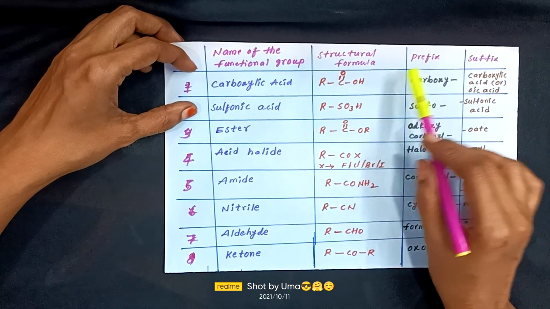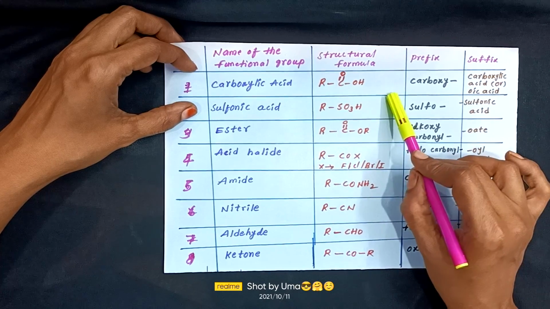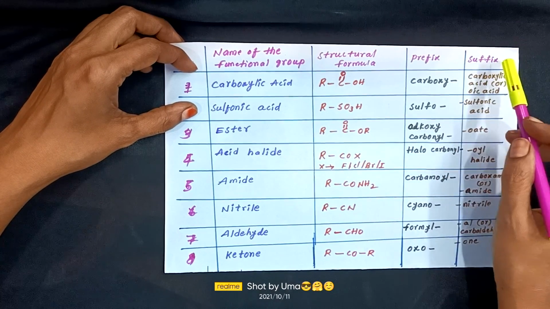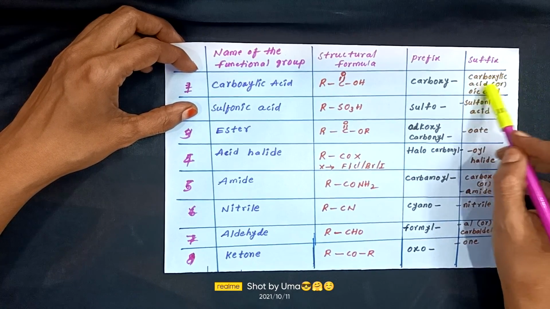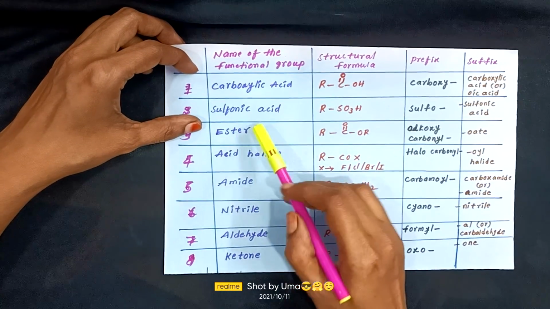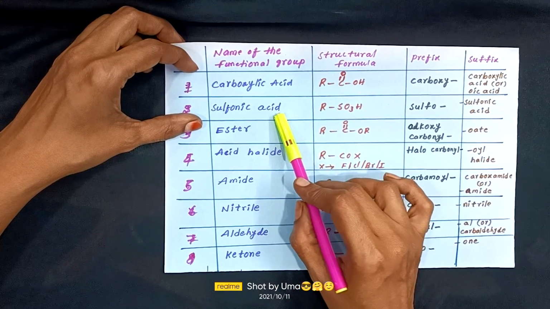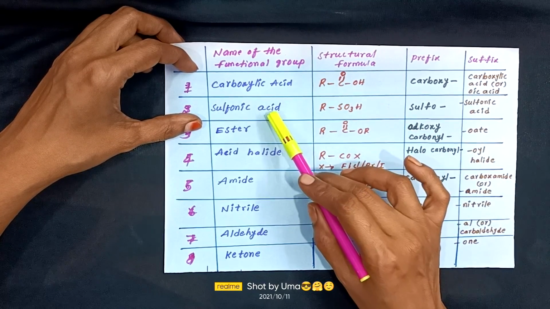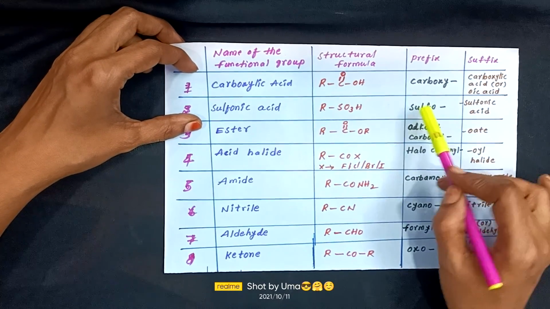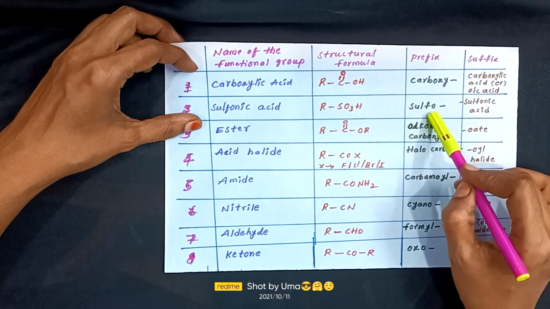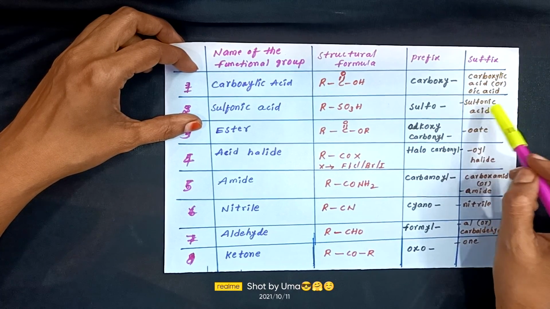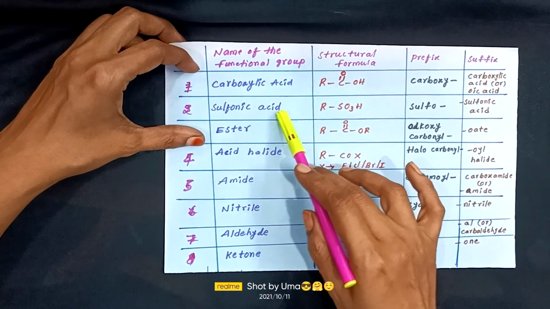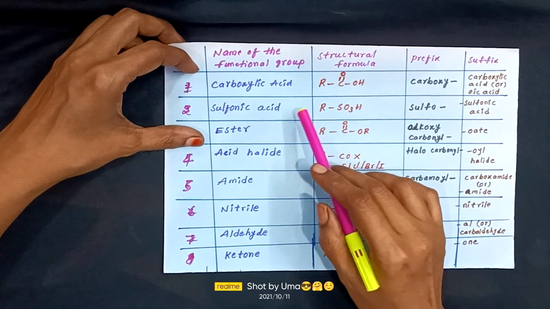So here, what is the prefix of carboxylic acid, children? Carboxy, and suffix is carboxylic acid or oic acid. And the second functional group is sulfonic acid. RSO3H is the structural formula of sulfonic acid, and the prefix of sulfonic acid is sulfo, and suffix is sulfonic acid.